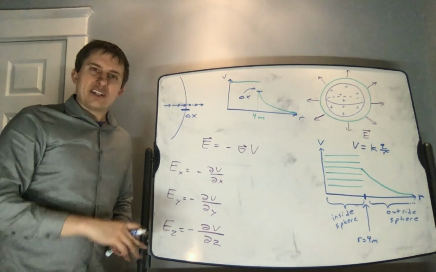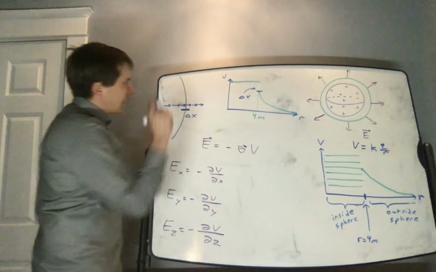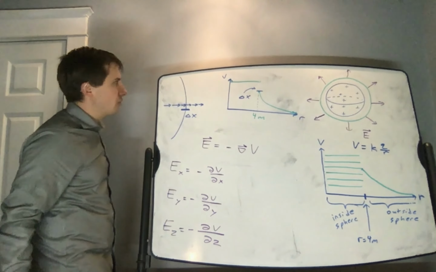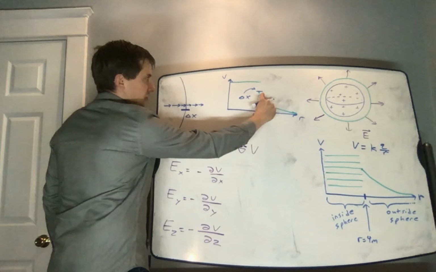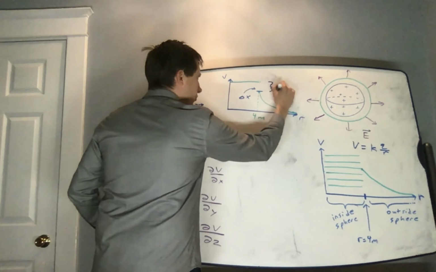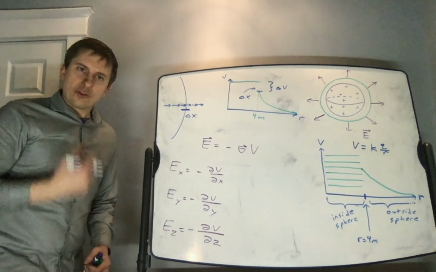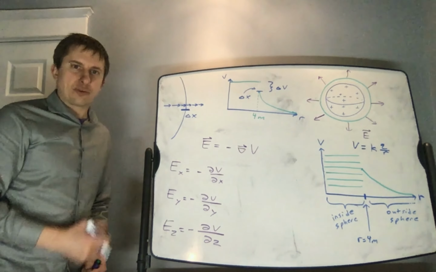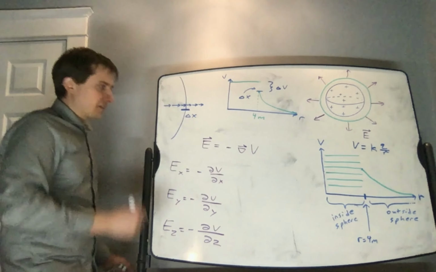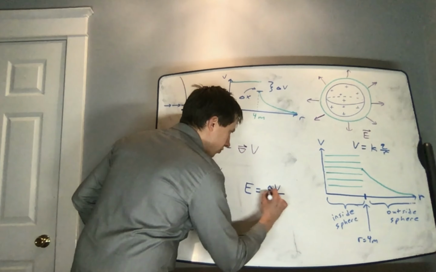Now we could ask, what is the change in potential across that step? I began inside the sphere, so the value of my potential was this value. I ended outside the sphere, so the value of my potential was here. So the change in potential as I made this step was delta V. Looking at these equations, the relationship between the electric field and the electric potential tells me that I could make a pretty good approximation for the strength of the electric field by saying E is equal to delta V over delta x.